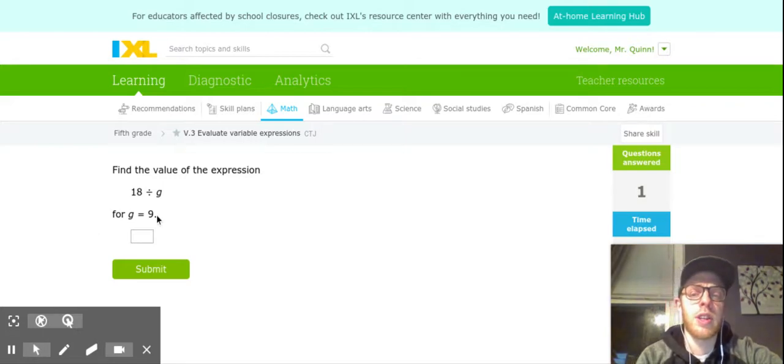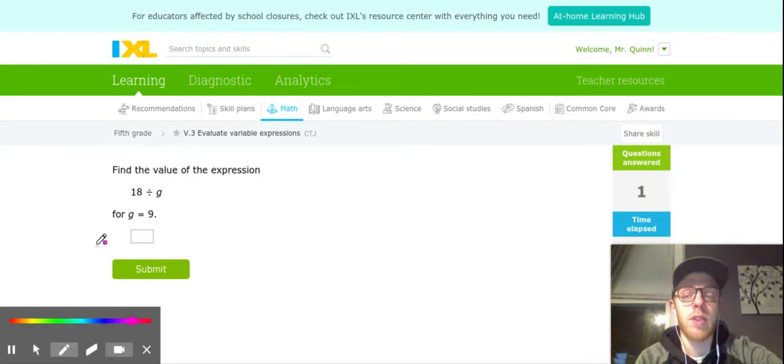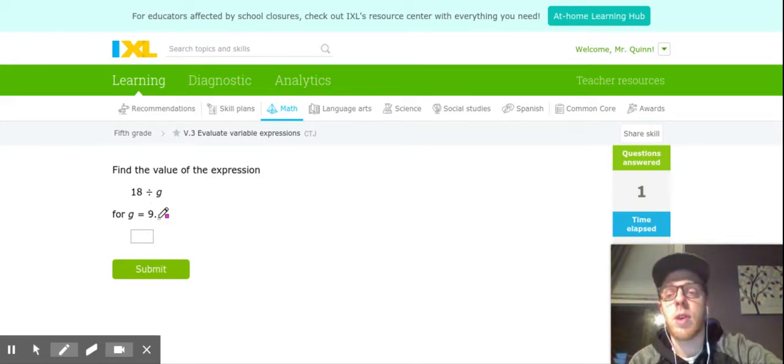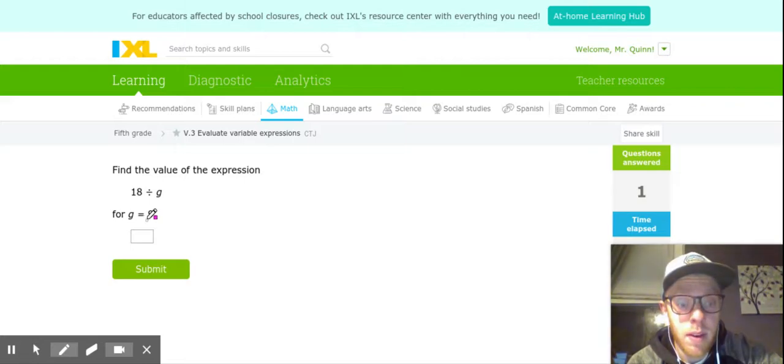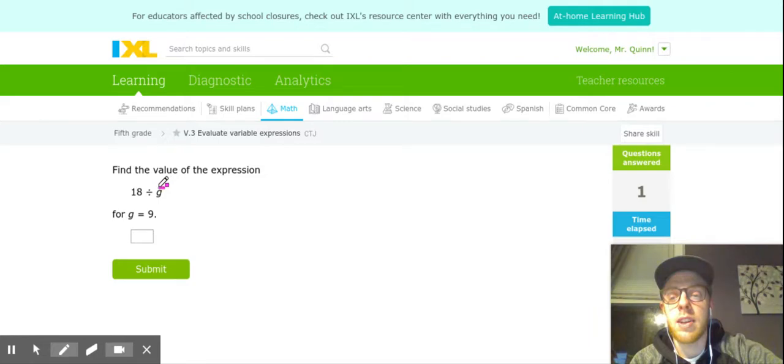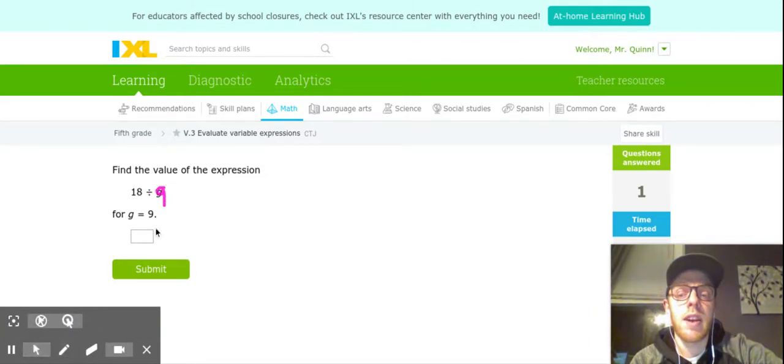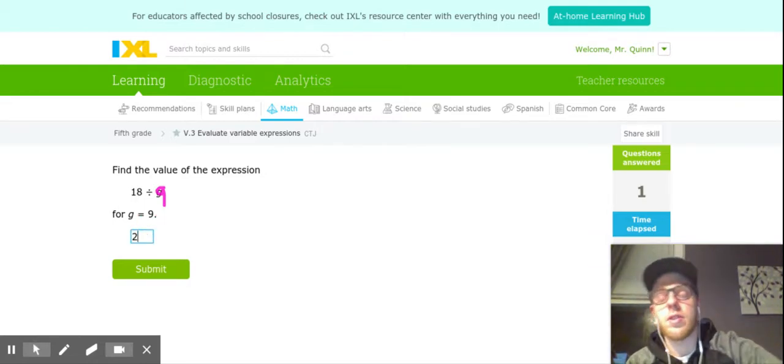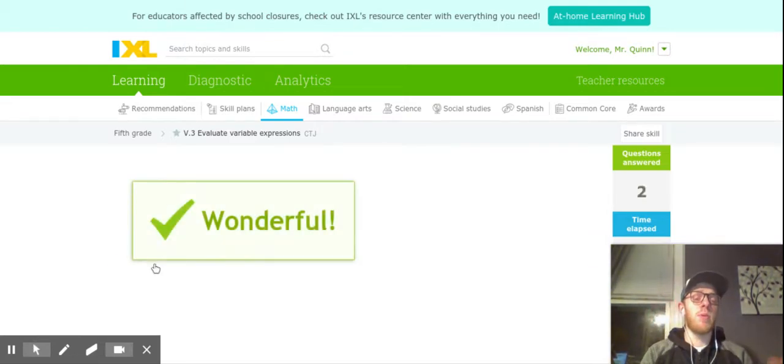You're going to go through, and you're going to substitute first. So wherever you see G, that is where the value of the variable is going to go. If it is equal to 9, I'm going to substitute in 9. So I have 18 divided by 9, and we should all know that that is 2. Calculators are allowed if you need them.